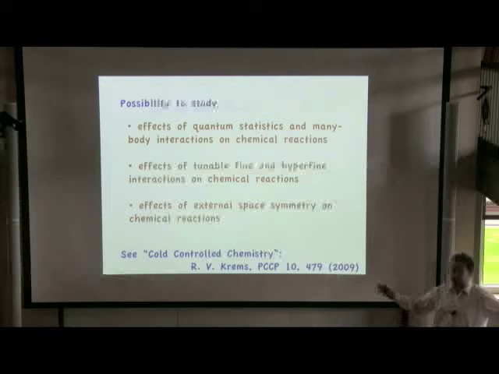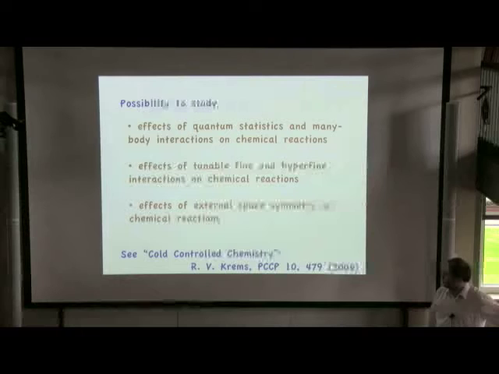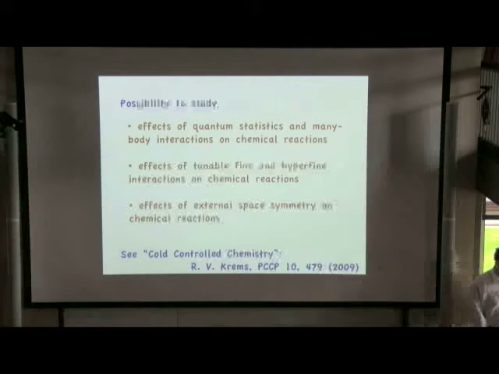That's something that chemists couldn't have thought of normally, because in typical chemistry experiments, the collision energies far exceed the strength of the fine and hyperfine interactions in molecules. Now, if you bring the collision energies down to the sub-Kelvin regime, that's where those effects are going to start showing up. And then you could look at that.